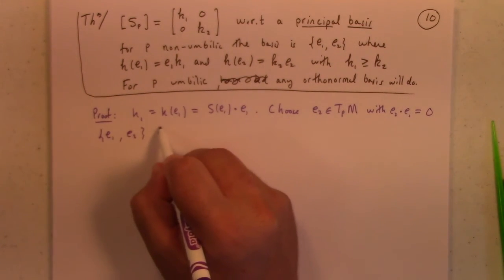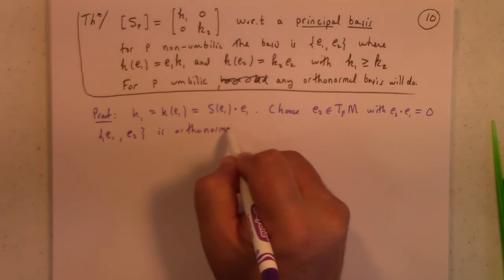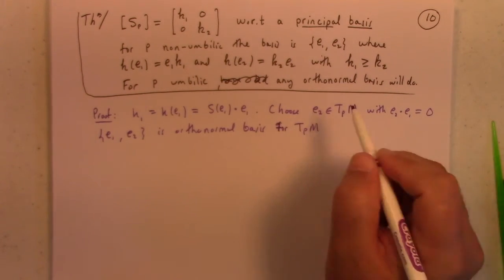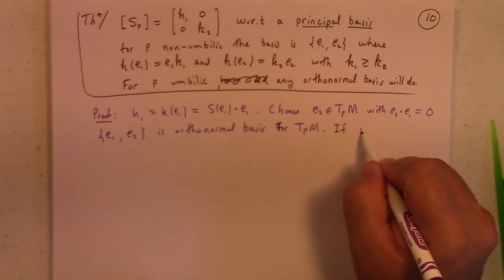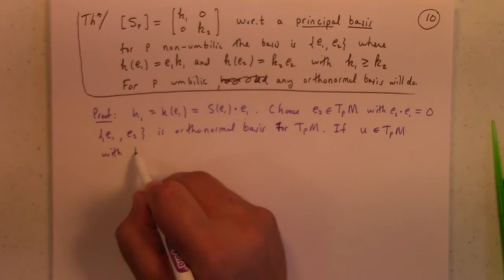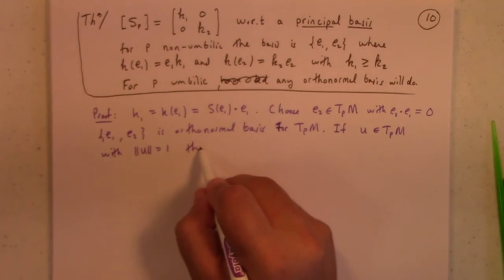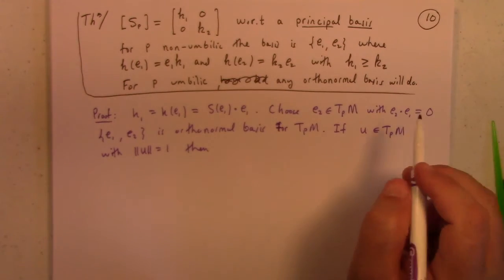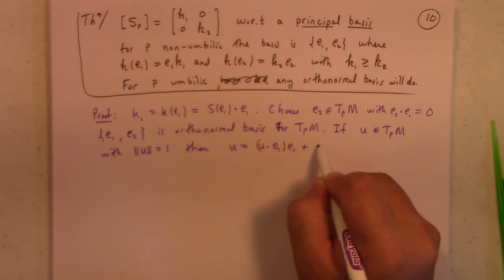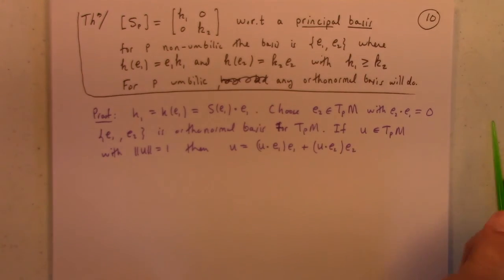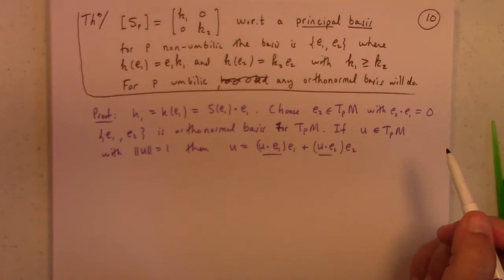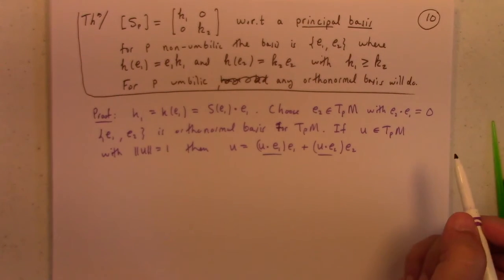E1, E2 is an orthonormal basis, not for R2, but for TPM, right? So if U is a tangent vector to M at P with length 1, then it's always true that we can write U is equal to U dot E1 E1 plus U dot E2 E2, right? But if U is also length 1, that means that this squared plus that squared is also 1, which means you can identify these, of course, as cosine and sine of some angle.